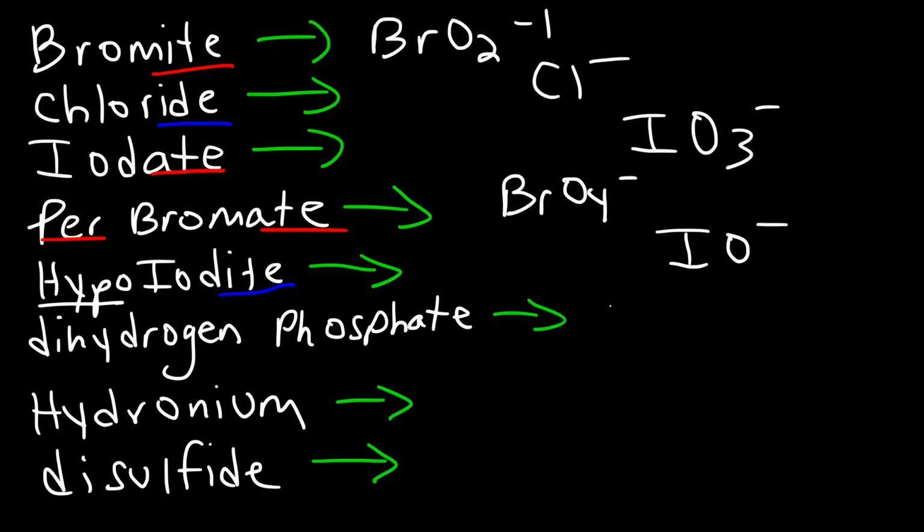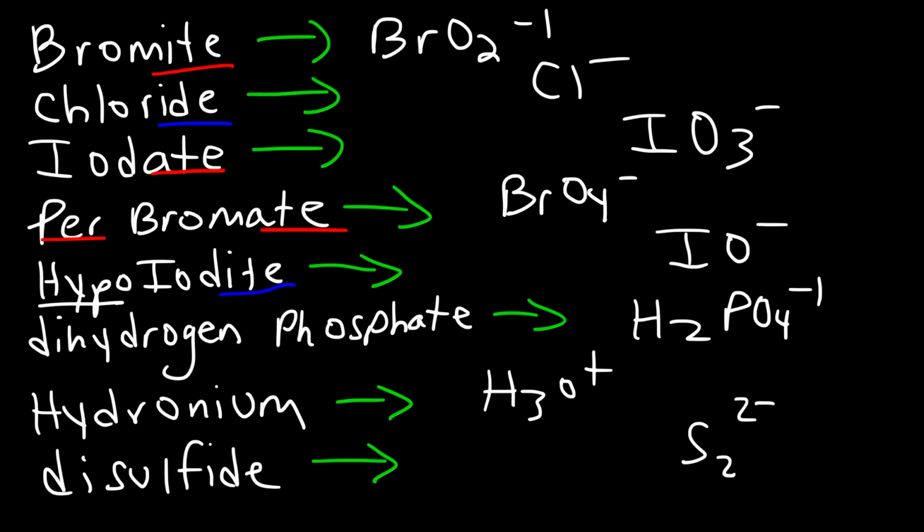Dihydrogen phosphate, so we're adding two hydrogens and a phosphate. If we add +1 2 times, that's +2, and add that to -3, the net charge will be -1. So this is going to be H2PO4 -1. Hydronium is simply H3O+. Disulfide has two sulfurs and a -2 charge. It has the ide ending, so it doesn't have any oxygen atoms attached to it. Now these are the last ones.